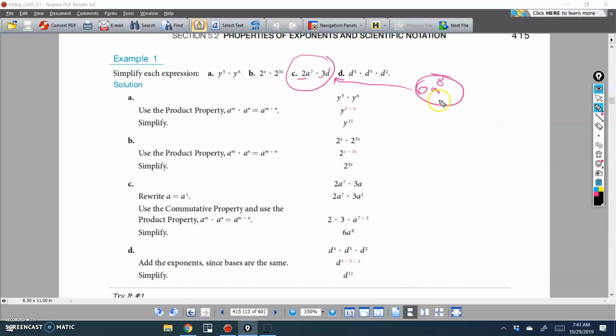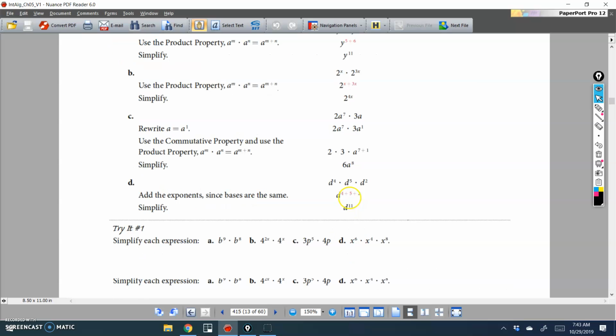What about for this one? d to the 4th times d to the 5th times d squared. Well, we add the exponents: 4 plus 5 plus 2. So that is going to be d to the 11th. Again, multiply like bases, add your exponents together. Alright, let's look at something else.